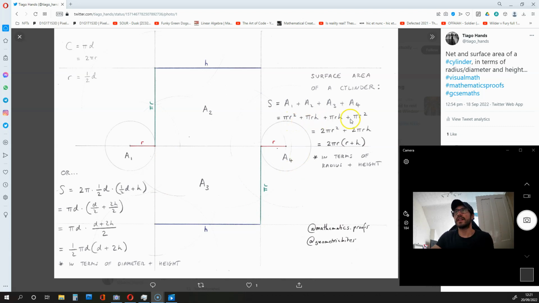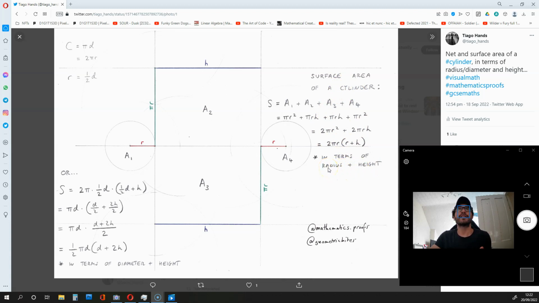If we simplify this expression over here, we get 2 pi r squared plus 2 pi r h. And we can use the distributive law to get 2 pi r times (r plus h). So the surface area of a cylinder is going to be 2 pi r times (r plus h). Now this is the surface area of a cylinder in terms of the radius and height.